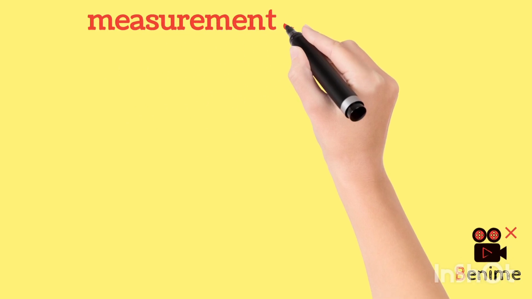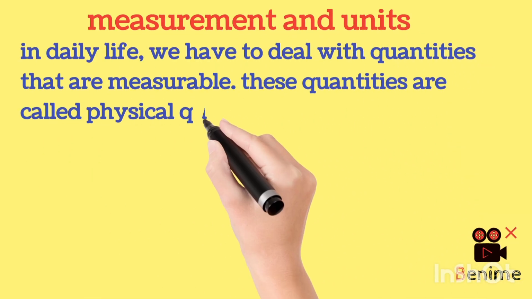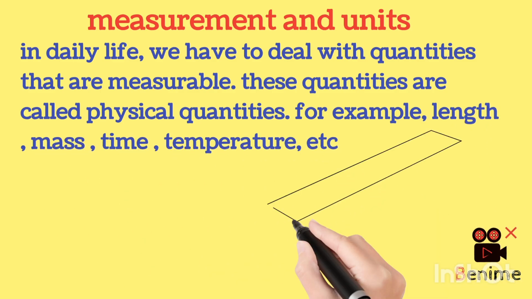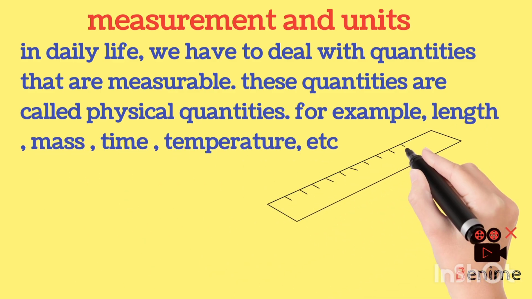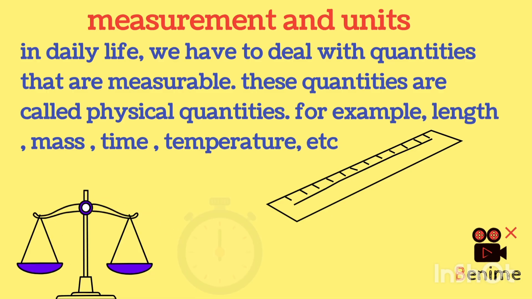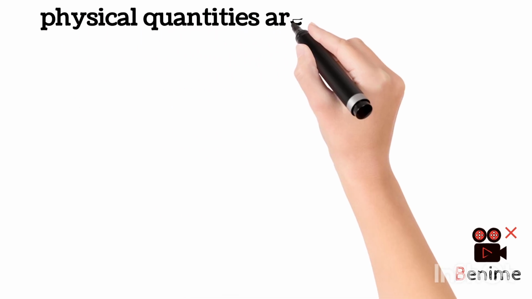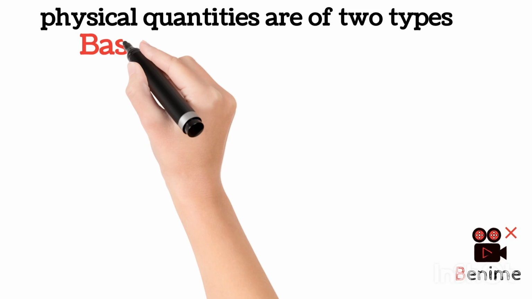In physics, we deal with a number of quantities, which are measurable. These are called physical quantities, like length, mass, and time. A meter ruler, stopwatch, weighing balance, and thermometer are used for measuring purposes. There are two types of physical quantities.